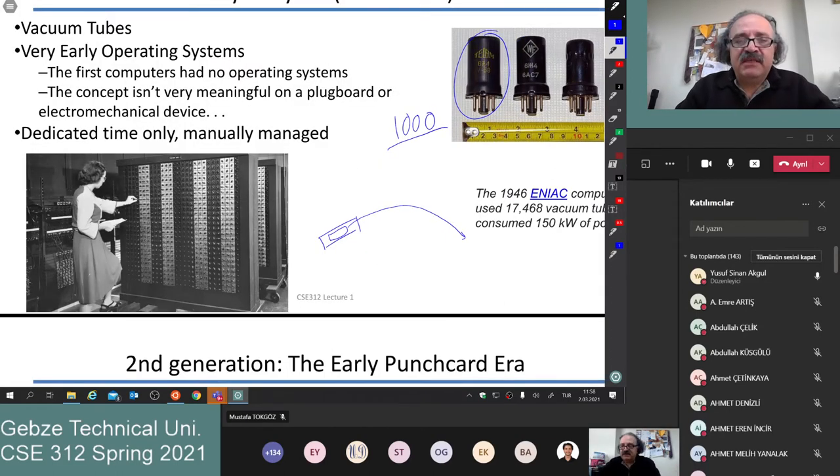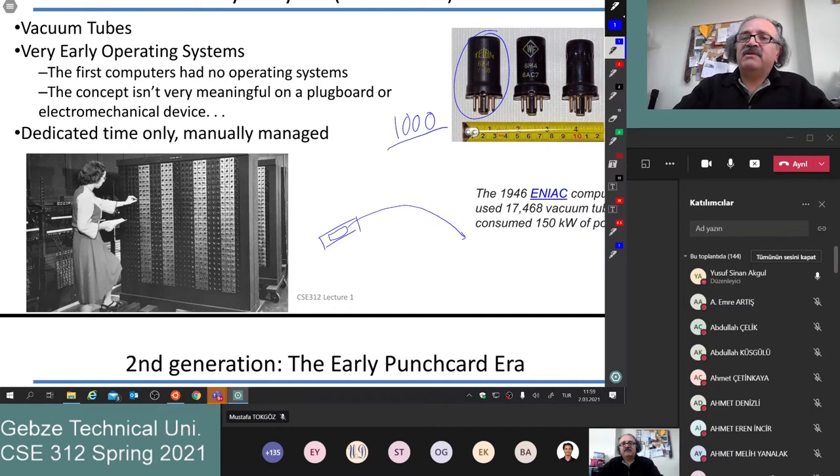Then we have the second generation. Somebody at AT&T Bell Labs invented the transistor. That was a very big, very influential invention. After that invention, the whole world has changed. The transistor defines what we are doing today. Everything depends on a transistor.